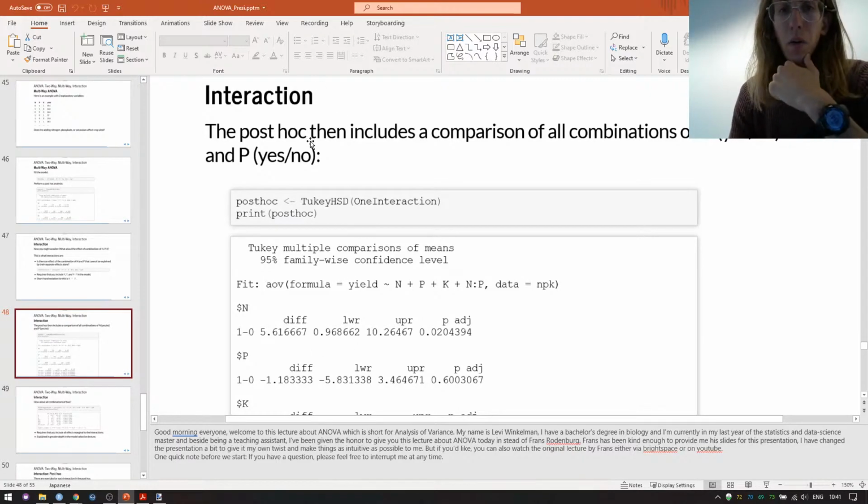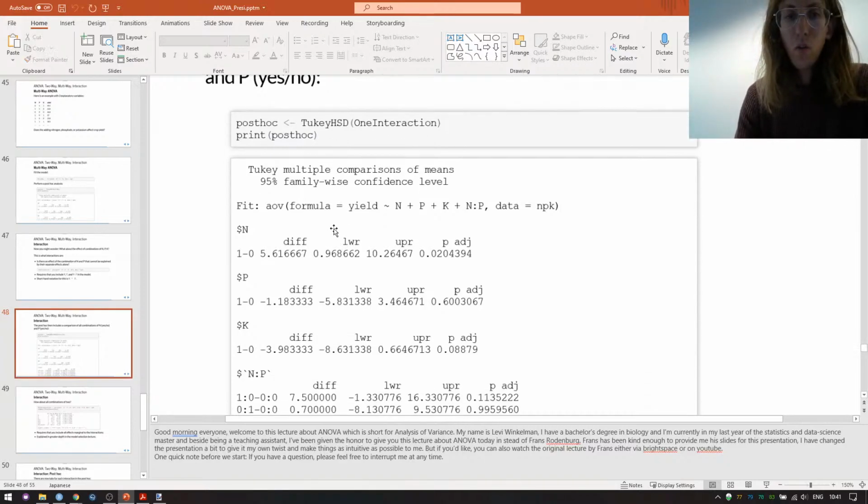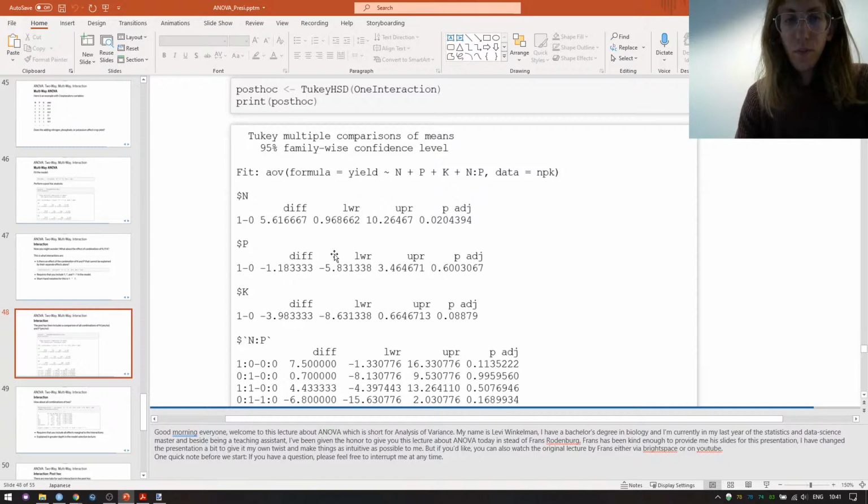Okay, so then with this new model, we can also perform a post hoc analysis. So once again, we do the Tukey HSD function on the one interaction, and we can print the results. And here we have the results for nitrogen, phosphorus, and potassium on their own, so their own separate effects.